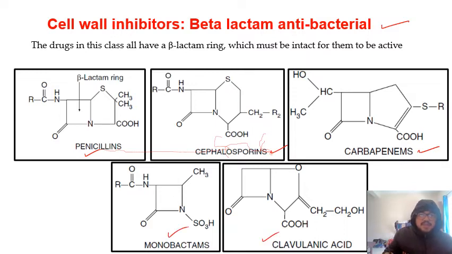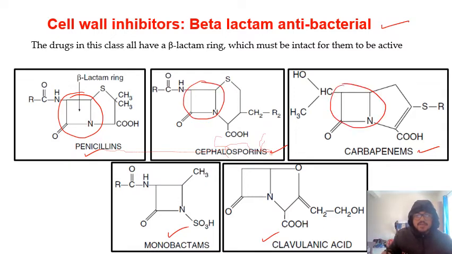This ring is known as the beta lactam ring. You can see it is present everywhere. This beta lactam ring is present in all these five classes of drugs, so that's why they are known as beta lactam antibiotics. And this beta lactam ring is very important for their antibacterial property.